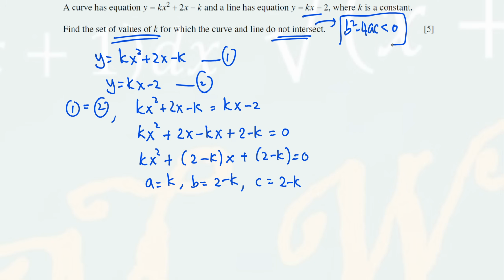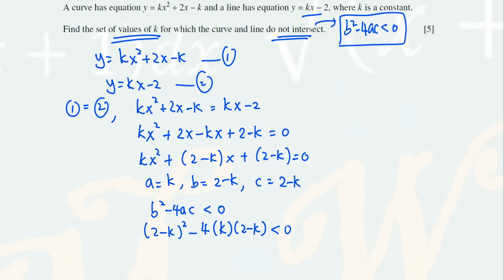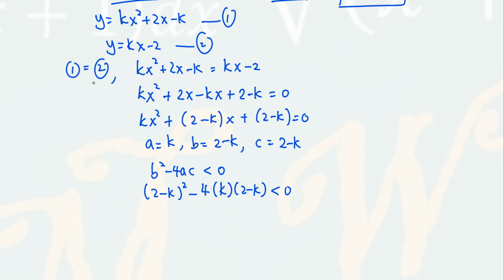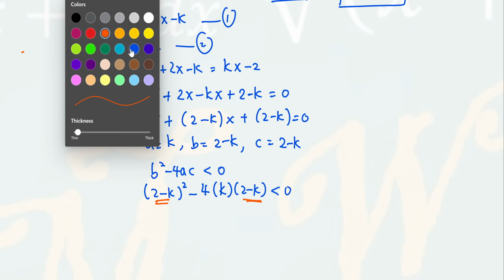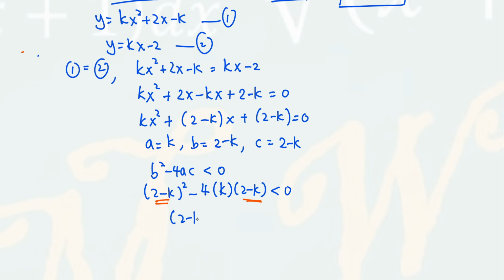And now use this formula, because you are given that they do not intersect or no roots. So here I will write square of 2 minus k minus 4, my a is k, my c is 2 minus k, less than 0. Okay, so from here, when we solve this inequality, you can either do expansion because of the square. Otherwise, you see any common term. So I notice that the 2 minus k is in common. That means I will be factorizing this 2 minus k.